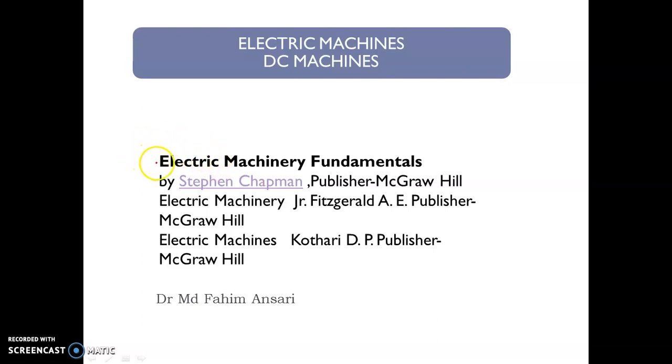For this course, the books which I will follow, and which I also recommend to you, are Electric Machinery Fundamentals by Stephen Chapman, publisher McGraw-Hill. Another book is Electric Machinery by A.E. Fitzgerald, publisher again McGraw-Hill. Then Electric Machines by a very renowned Indian author, D.P. Kothari and I.J. Nagrath, publisher again McGraw-Hill.